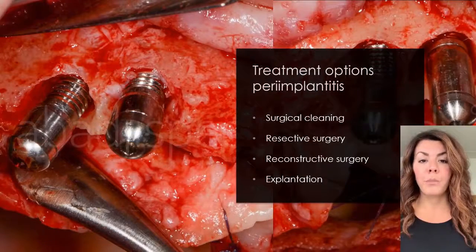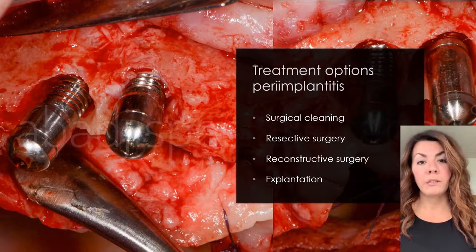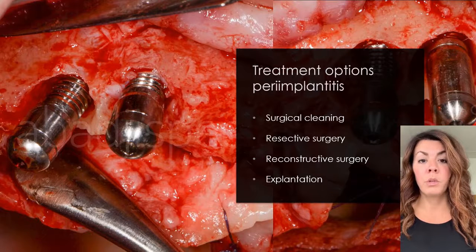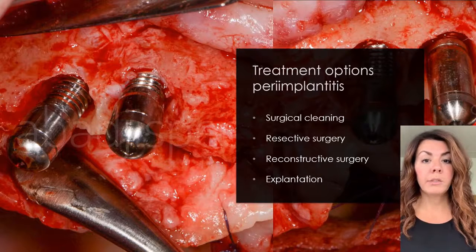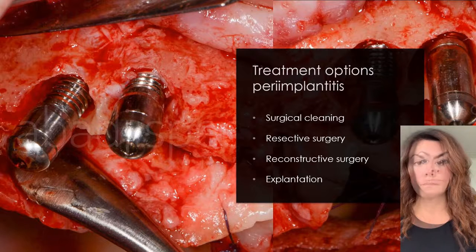The third treatment option is reconstructive surgery. When you do reconstructive surgery, you use different types of biomaterials or autogenous bone in combination with membranes to try to augment the area and have bone fill in the crater defect that's surrounding the implant.